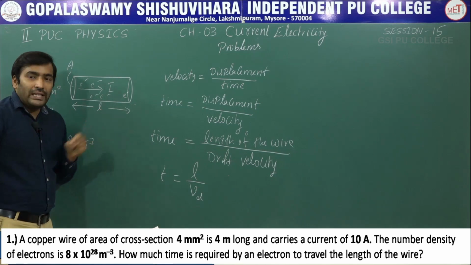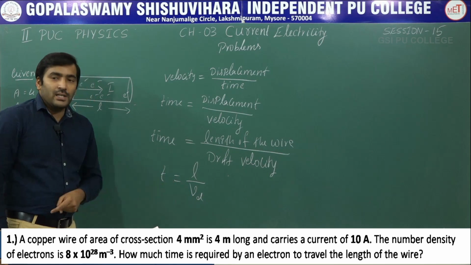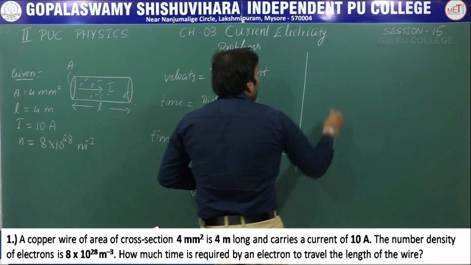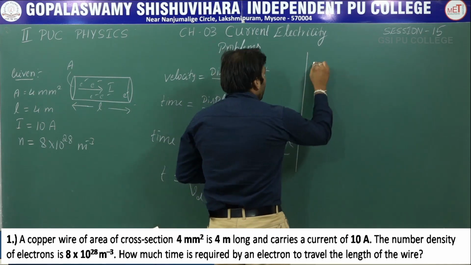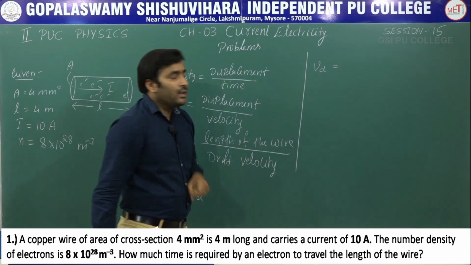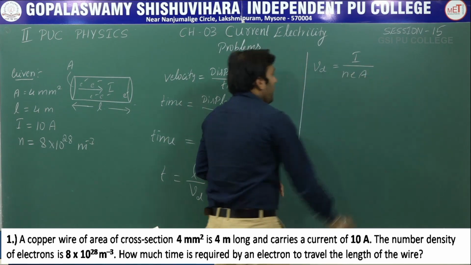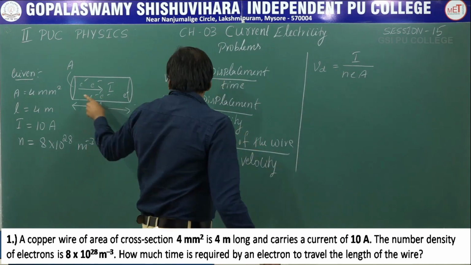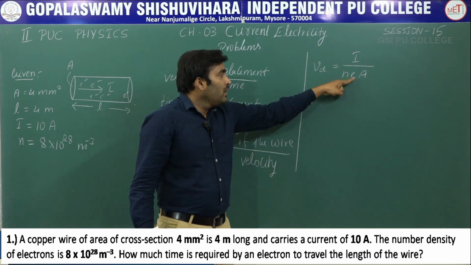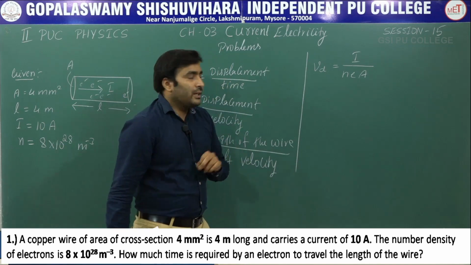They have given the value of length. Length is given as 4 meter. But we need to calculate the drift velocity Vd. How do you find the Vd? We have an equation for finding the value of Vd, the drift velocity in terms of current. Vd is equal to I divided by nEA, where I is the current carried by the conductor, n is the number of electrons per unit volume, e is the charge on an electron, and A is the area of cross section of the conductor.